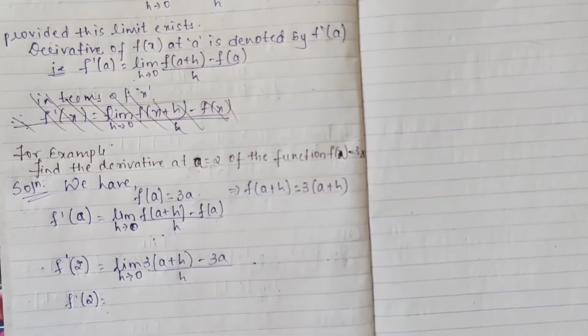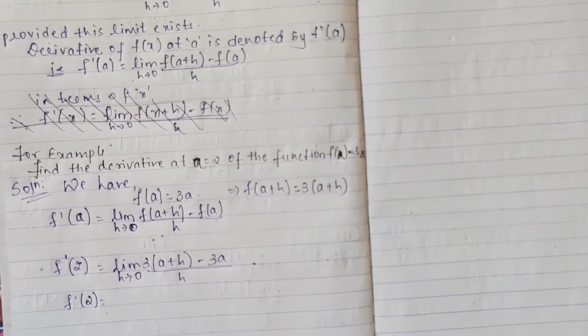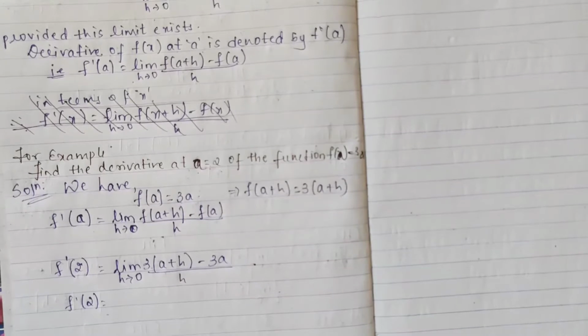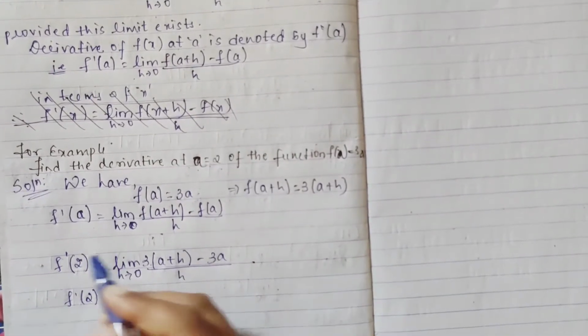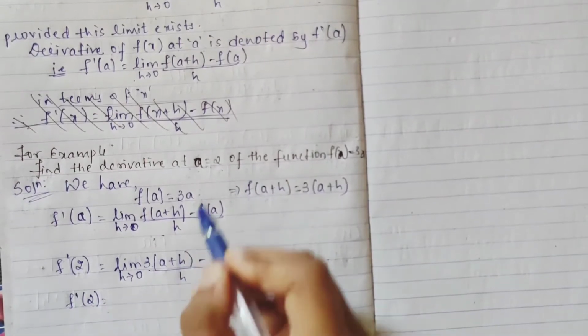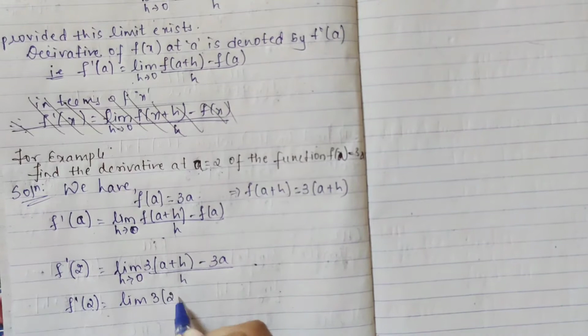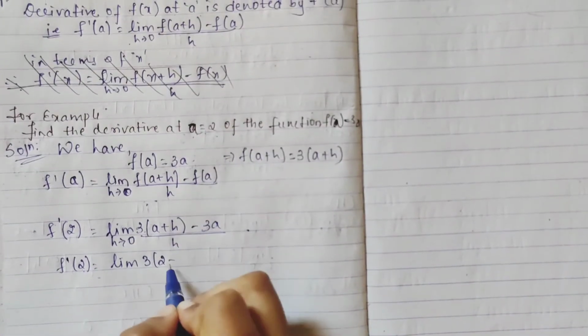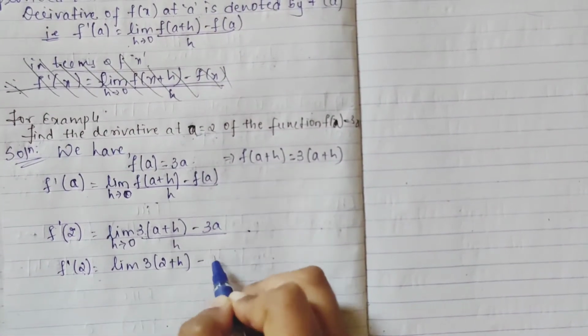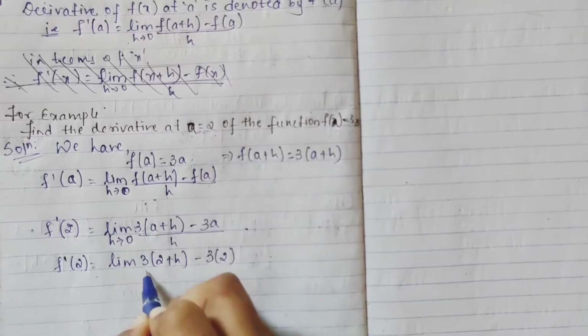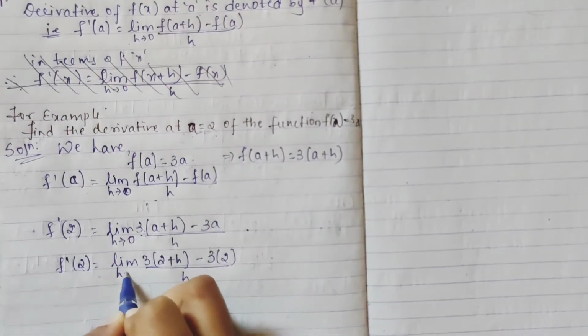3a minus 3a get cancels, like that also you can do. But here see, one thing I left out, a they have given us, right? A value they have given. A is what? At a is equal to 2. So, see, I didn't substitute. 3 of 2 plus h minus 3 into 2, whole divided by h, as h tends to 0.